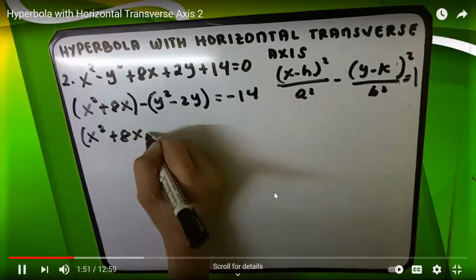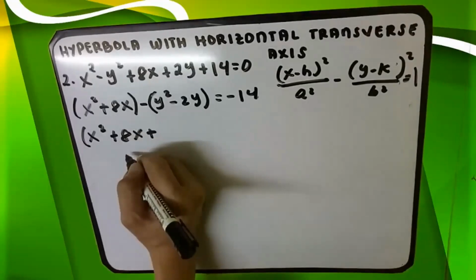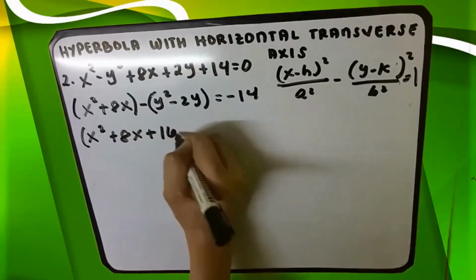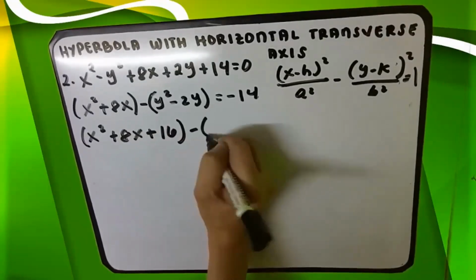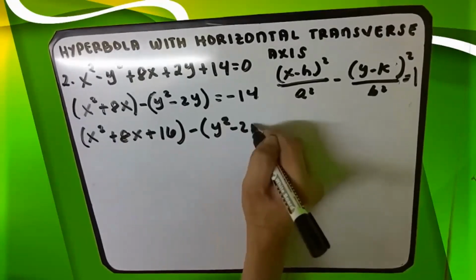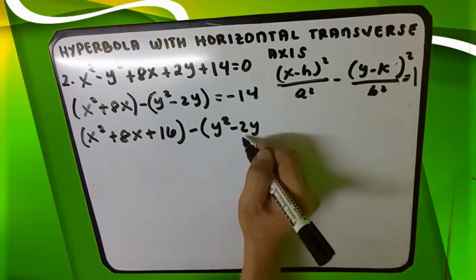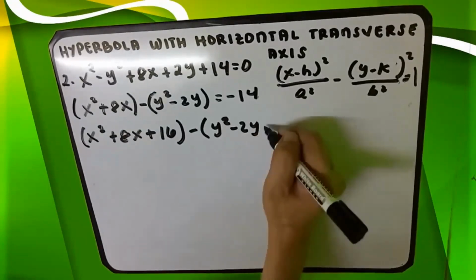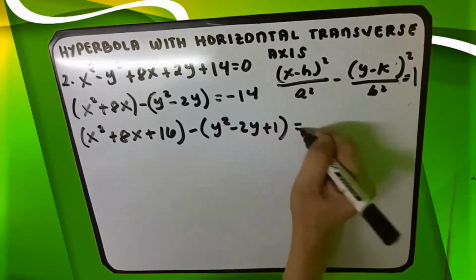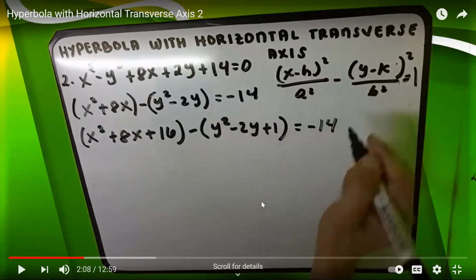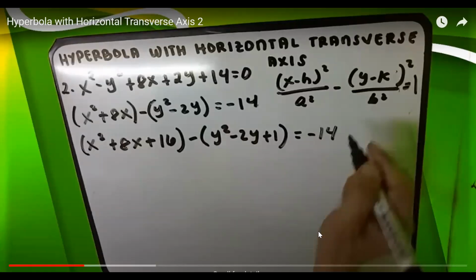Plus 8x plus 8 divided by 2 is 4 squared, 16. Minus y squared minus 2y, negative 2 divided by 2, negative 1 squared is positive 1. Equals negative 14. Diyan sa part na yan, nagkaroon siya ng 16 dito.